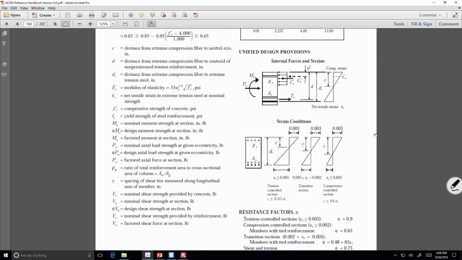Strain conditions. Remember, for reinforced concrete design, your resistance factor, phi, remember, you don't just say it's 0.9, even though more often than not it is 0.9. It depends upon the strain in the steel, which if that's a little rusty, no big deal. We're going to have an example going through that type of stuff.